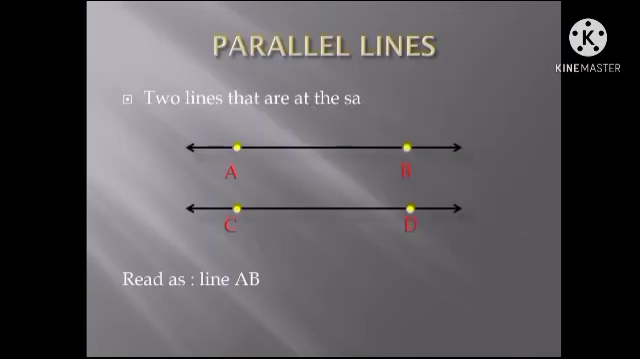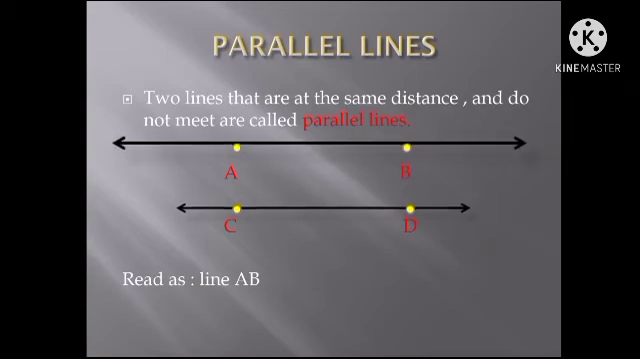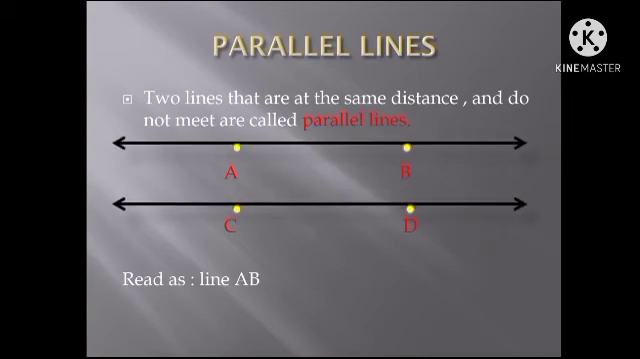Parallel lines. Two lines that are at the same distance and do not meet are called parallel lines. Here the given lines AB and CD are parallel to each other. They do not meet each other. So it can be read as the line AB is parallel to CD. In a similar way, it can be written as the line AB is parallel to PQ.